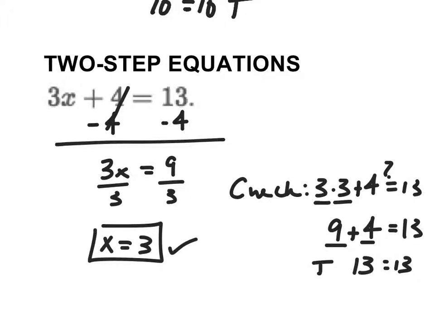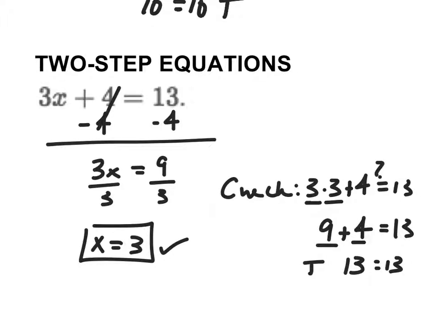Okay, now I want you to notice something. When I did this problem, I did order of operations. I did the multiplication first, and then added 4 to get 13. All right, when you're solving equations, you kind of go in the opposite order, where I'm going to do addition and subtraction first, and then divide. Okay, and that's kind of how we have to think about it.